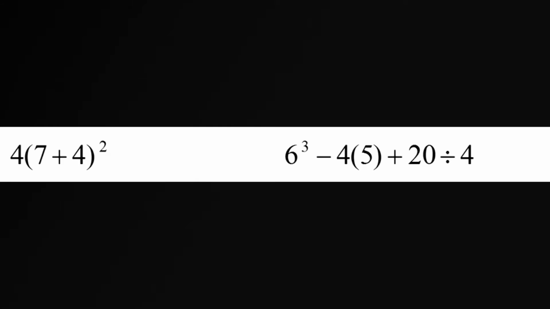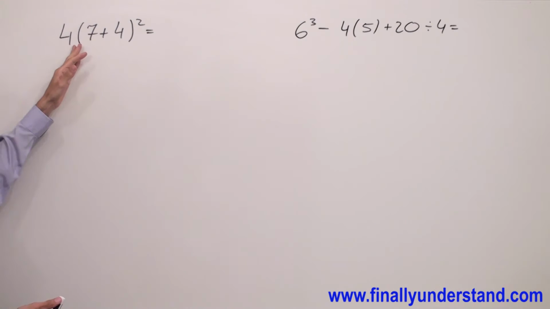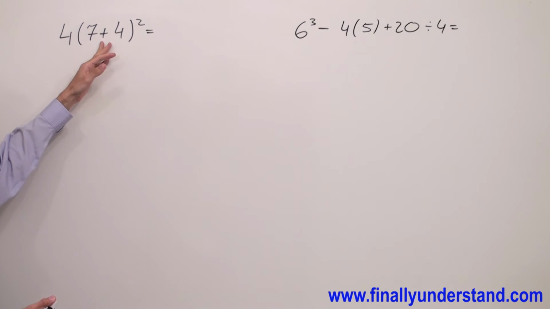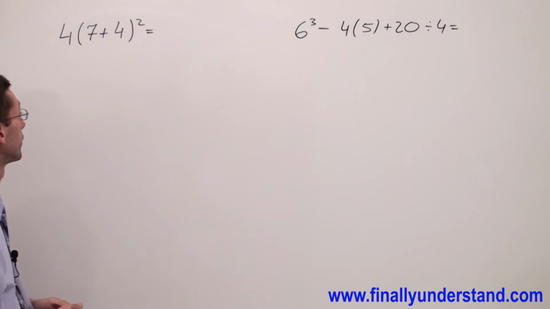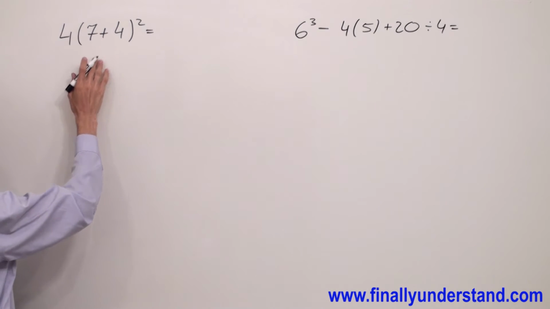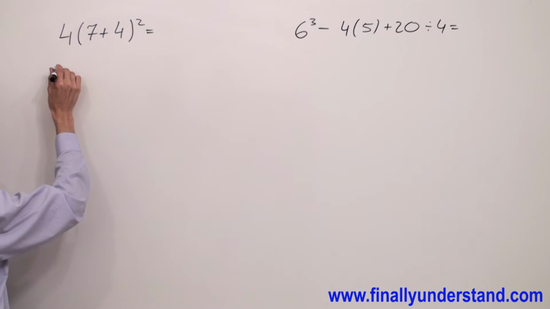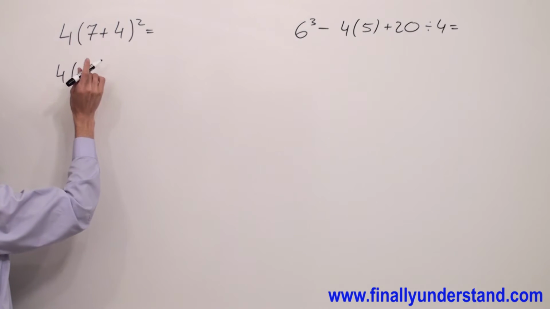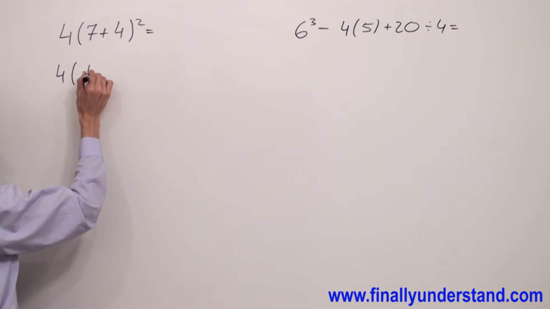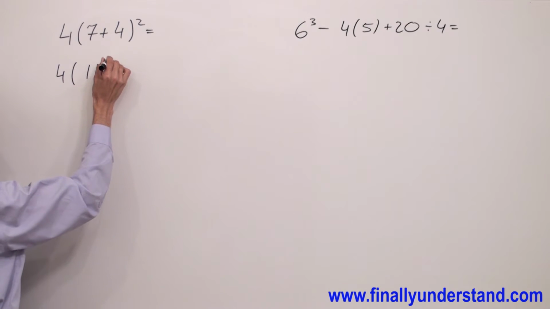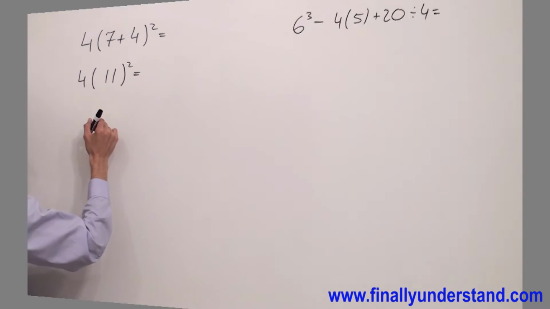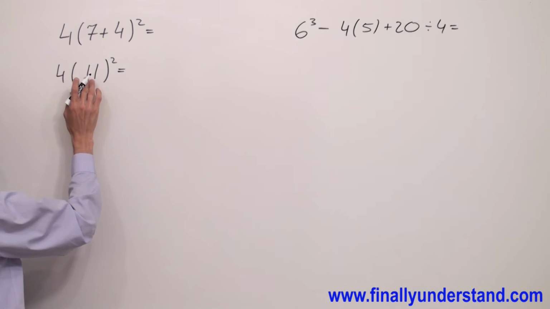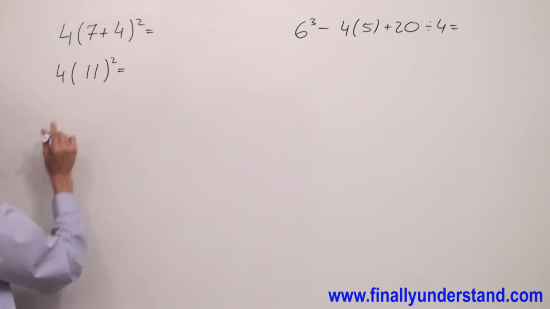Let's take a look at the first example. We have the following operations: multiplication, addition inside of the parentheses, and power. So what are we supposed to do first? Always perform the operation inside of the parentheses. So I have 4 times 7 plus 4, which is equal to 11, and to the second power. Next, we're supposed to raise 11 to the second power.